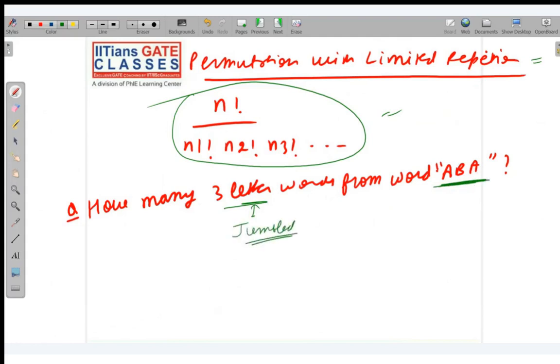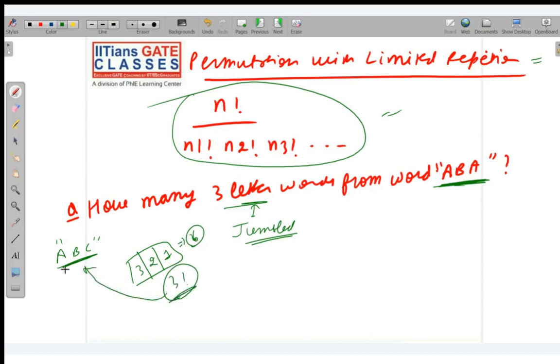Now the problem is that these two A's are the same. Now if I say A, B and C, how many jumbled words are possible from this word? Obviously we will take 3-letter words because we will do jumbling. So how many possibilities? I will make a box. At the first place three choices, second place 2 choices, third place 1 choice. So 3 into 2 into 1, 6. 6 is nothing but 3 factorial. So 3 factorial is the number of jumbled words from this ABC. I think you have got it.